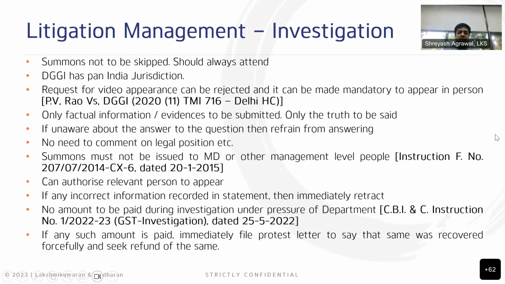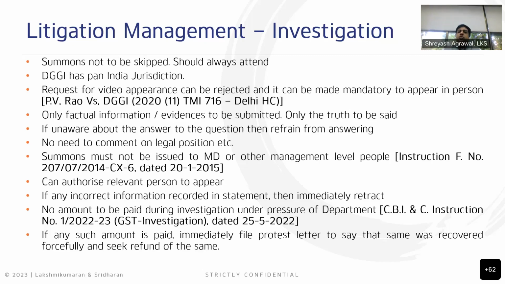Now we come to a very important topic of litigation management. Since, as Saurabh told, the department has started to actively investigate, audit, etc., it becomes very important for all the industry members to be aware of their rights and the rules. Generally an investigation starts with issuance of summons. A summons is a basic document whose intention is to call a person and to collect information. That information may be in the form of documents or a statement may be recorded.